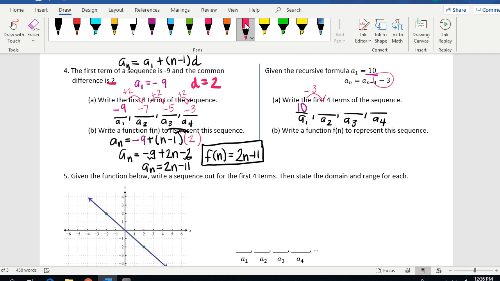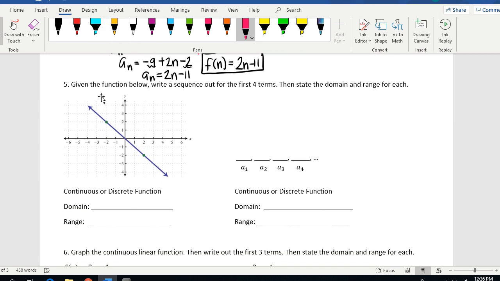So 10 minus 3 is 7. 7 minus 3 is 4. And 4 minus 3 is 1. So you go and finish letter B, where you use this sequence to create an explicit formula, and then change a sub n to f of n. All right, let's look at number 5.